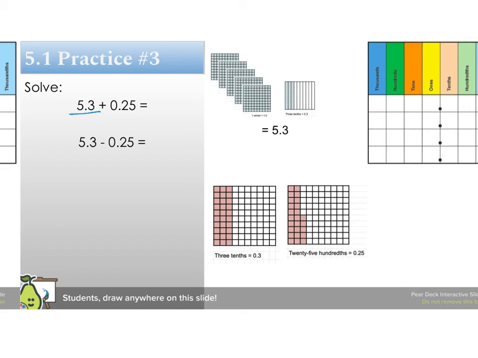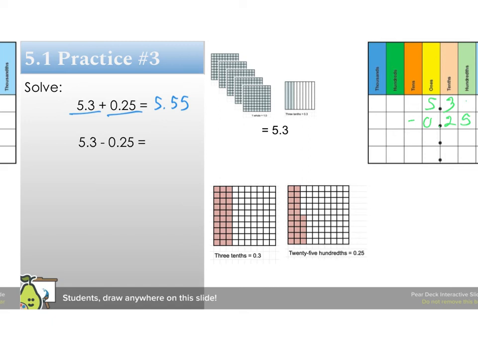Third question, 5.3 plus 0.25. I'm going to do 5.3 plus 0.25. I'm going to add the 0, so I'm adding the hundredths first. 0 plus 5 is 5, 3 plus 2 is 5, and 5 plus 0 is 5. So 5.55.